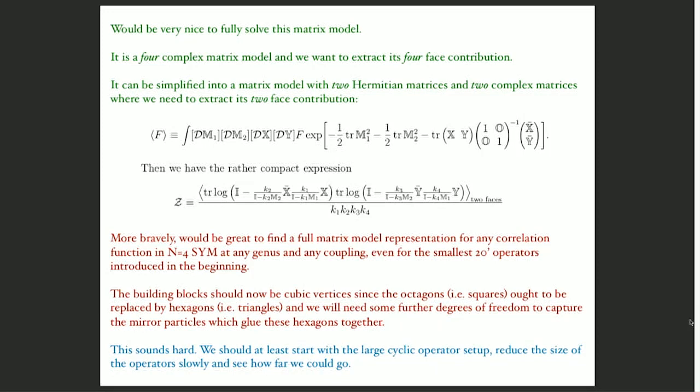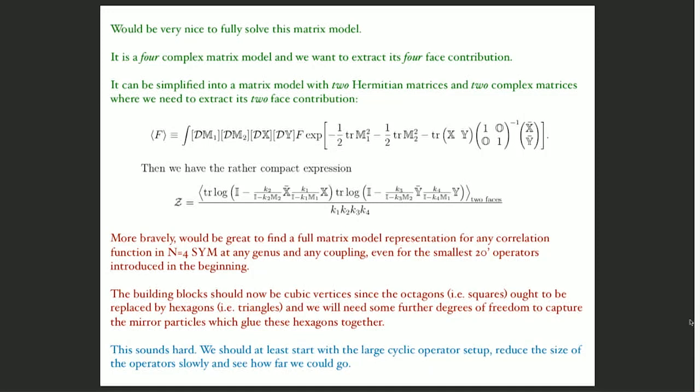Now, of course, it would be awesome to find a matrix model that would have not quartic vertices, but cubic vertices that would describe any correlator of N=4 at any coupling. And based on what we know from integrability, it should be more some matrix kind of quantum mechanics with some extra degree of freedom to represent the gluing between these triangles. But it still sounds a little bit hard. We should try. We are trying.